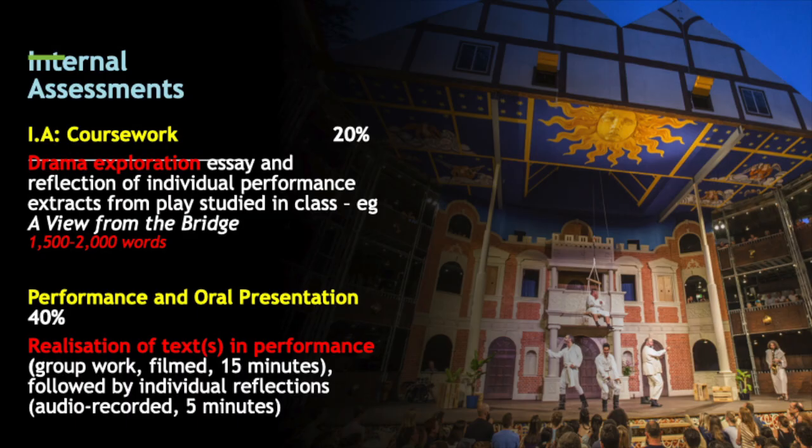In terms of the internal assessments, you've got your written coursework, which is a drama exploration, essay and reflection on the individual performance of different extracts you've studied in class. A more serious performance, a much heavier weighted, is the performance and oral presentation component, which is 40%, for which you actually have to get on the stage. So it isn't just a little extract you've performed in class and you've analyzed it properly in your essay. This time you're performing on the stage as part of a group. It's a formal performance which gets filmed and sent off to the IB.